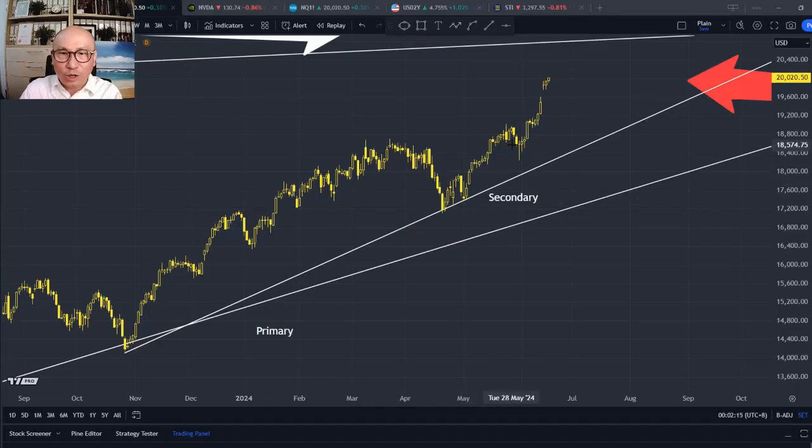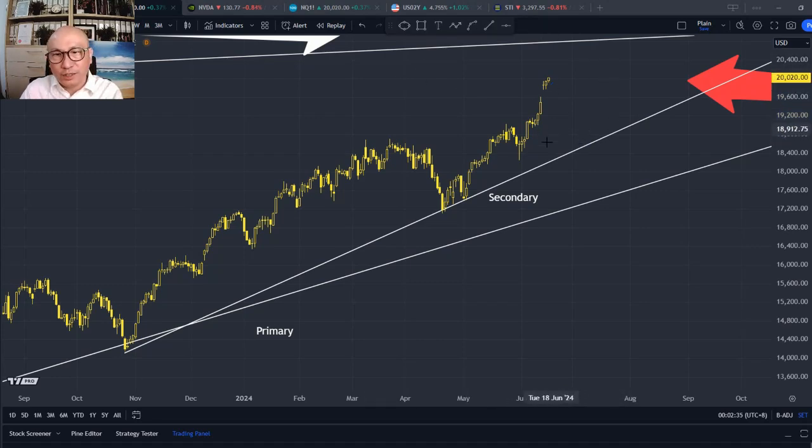So therefore, the strategy is to buy dips. In any situation, this is the market. If it ever comes down to here and is reactive to the secondary uptrend line, I may consider buying the dips from this shorter term perspective on the daily chart.